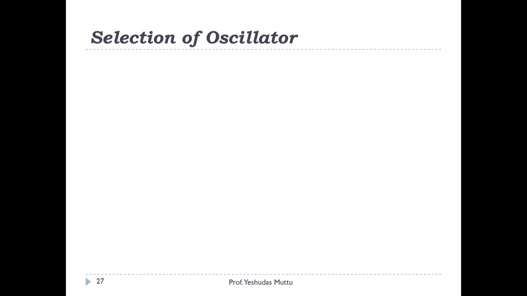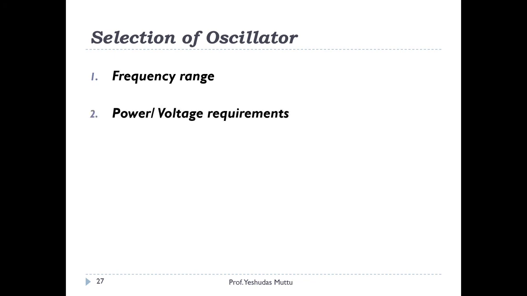So many oscillators you all have studied, but how to select the oscillator now? Which oscillator is to be used for which application? First of all, frequency range: whichever frequencies you want to operate in. Suppose you want to operate in high frequencies, you will use LC oscillators. For low frequencies you can use RC oscillators. Power and voltage requirements: suppose you want larger voltages, then definitely you should go for Wein bridge, I mean to say RC.